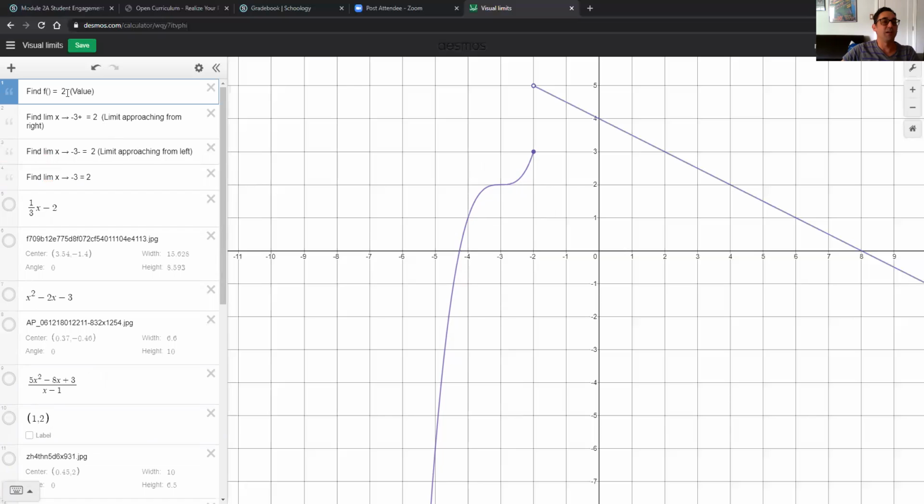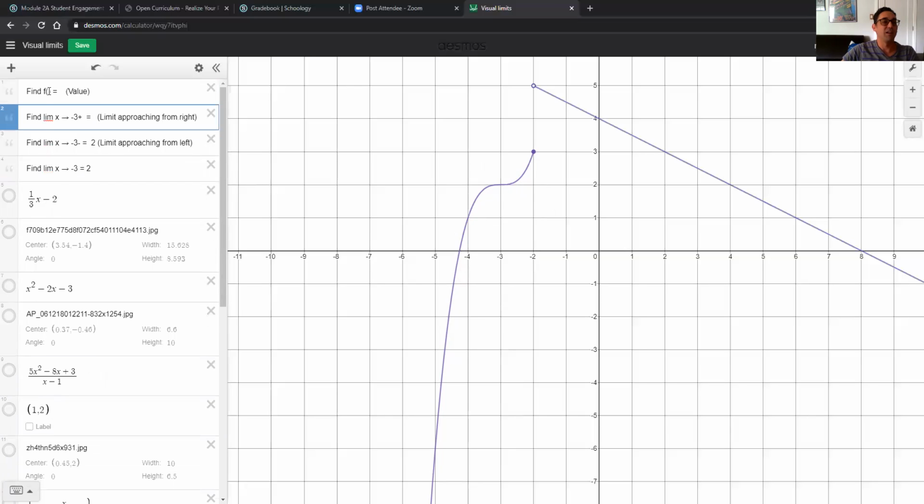The issue is what happens at the point -2. What's the value at -2? What's the right limit at negative 2 plus? What's the limit at negative 2 minus? And what is the limit at negative 2? While I delete these, take a moment and see if you can guess for yourself what all the different limits would be at negative 2.